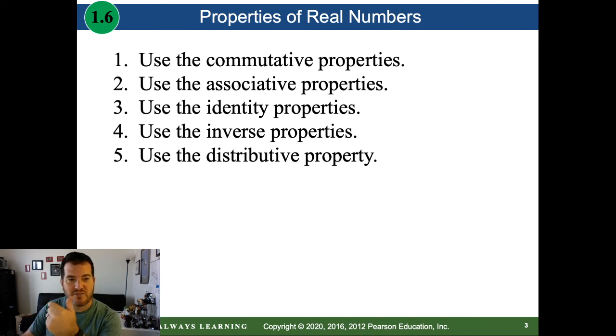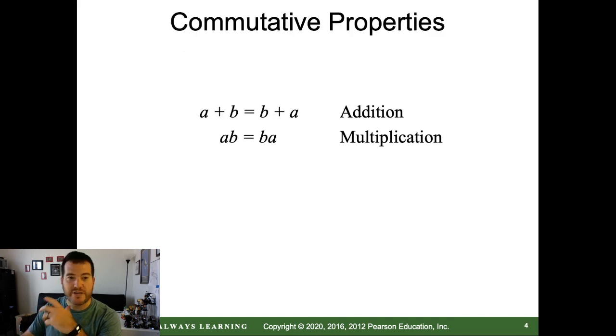Here are the properties we're going to talk about: the commutative, the associative, the identity, the inverse, and the distributive. Diving right in, the commutative. The biggest thing with this one is that if we take any numbers, a plus b is going to equal b plus a.